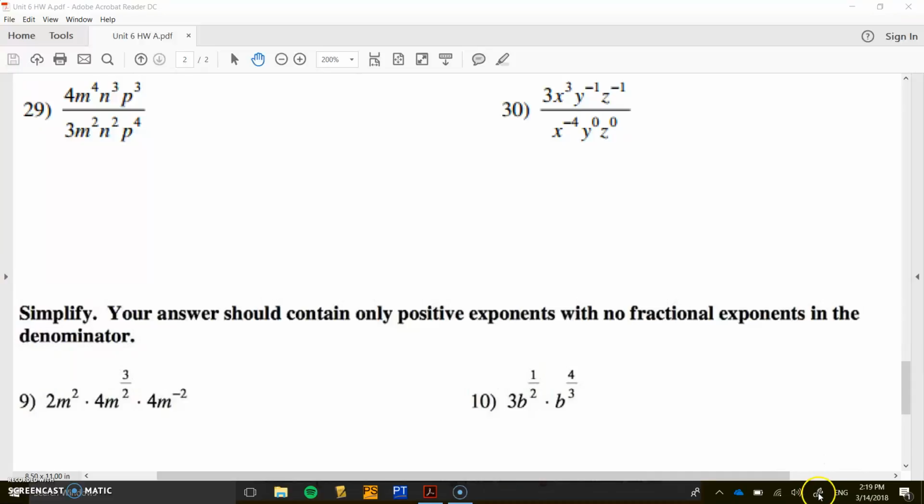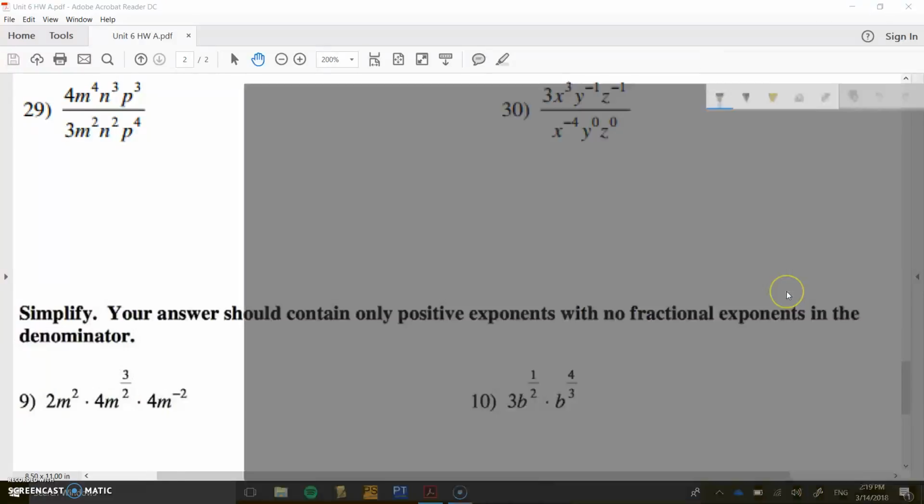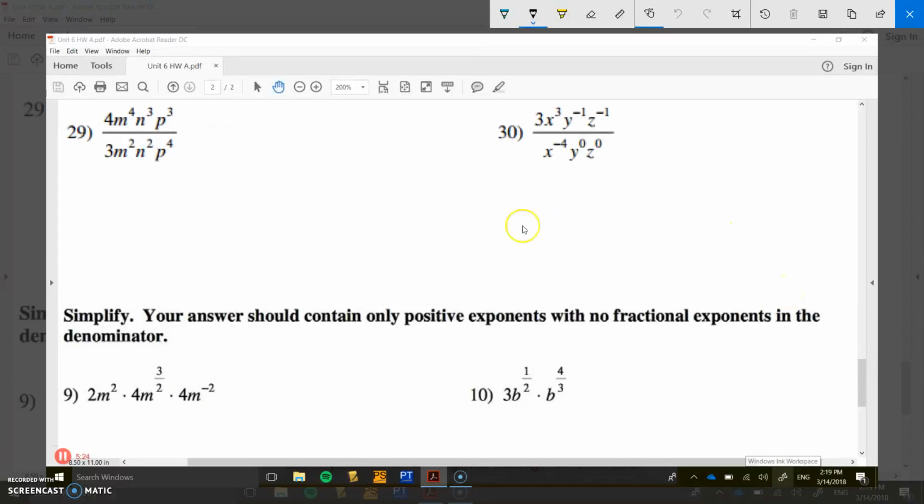Okay, 2 more problems. We have a quotient. We have no negatives. Here's a quotient with the m's. Here's a quotient with the n's. Here's a quotient with the p's. So 4 and 3 don't divide nicely, so you just write them, transfer them.